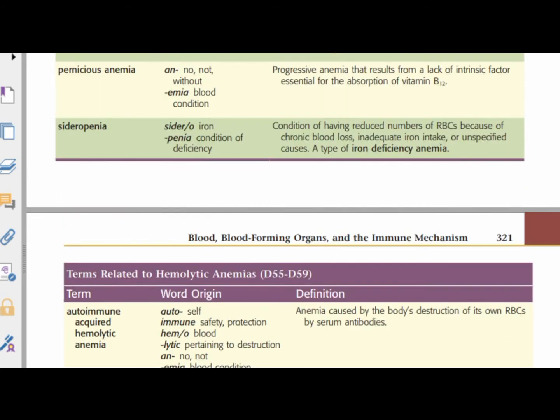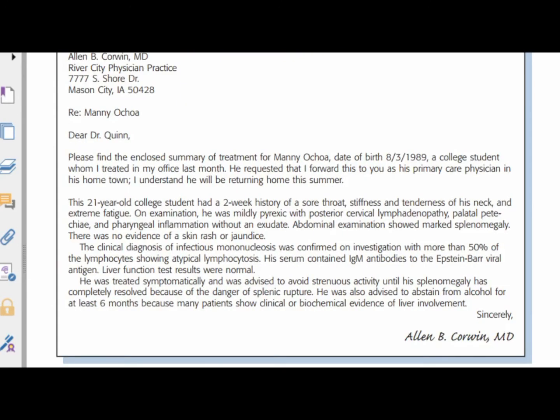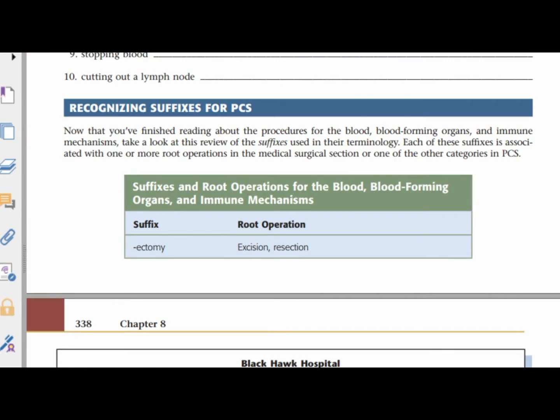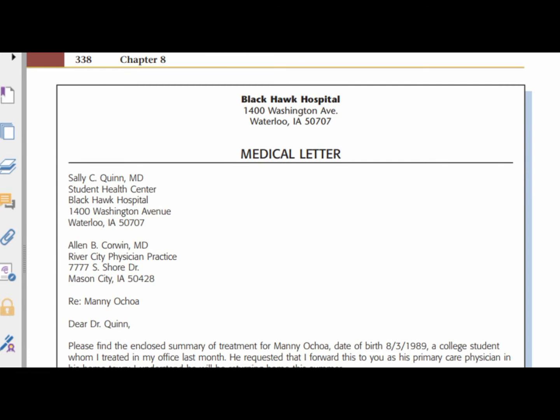So these are the diseases. So we have here an example of a medical letter written using medical terminology. Actually, this is a medical certificate addressed to the teacher. So here, the letter says, "Dear Dr. Queen."